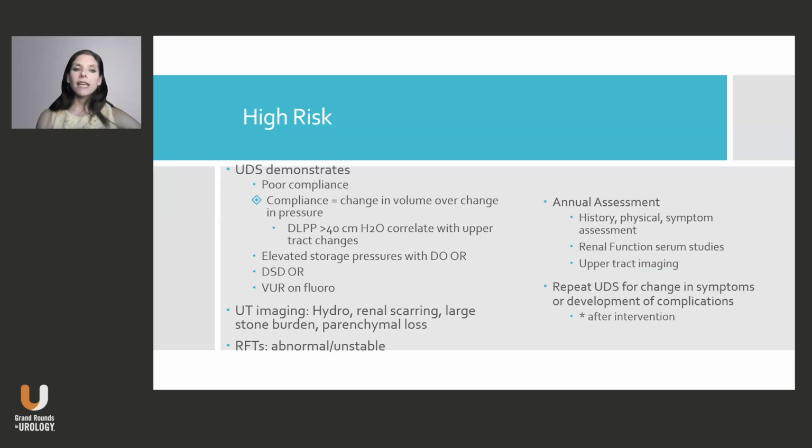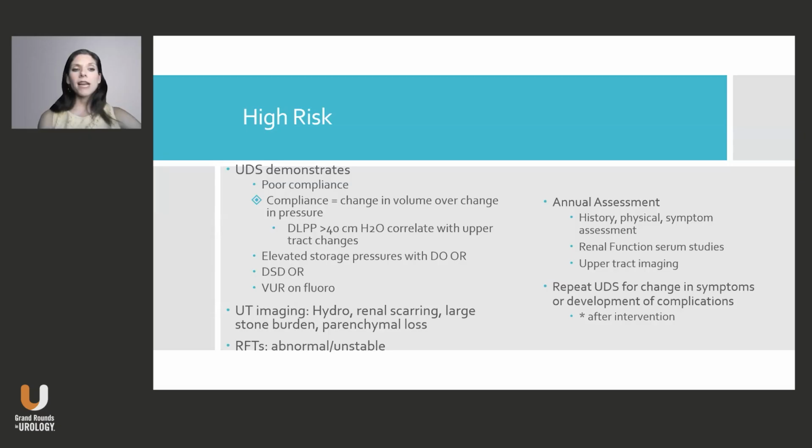And the idea here is that if a patient can tolerate a certain amount of pressure increase and then the urethra starts to leak, which means they're kind of popping that pressure off by leaking the urine, if that leak point pressure is over 40 centimeters of water, that is highly correlated with upper tract changes. It's not an official cutoff point. It doesn't mean that if somebody has a leak point pressure of 39 that they're safe, but these are some of the metrics that we use to determine how high risk someone might be for upper tract deterioration.